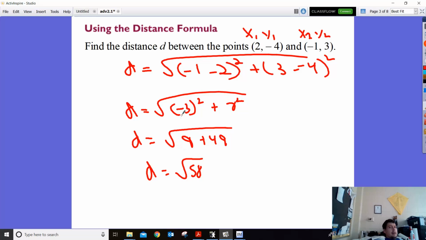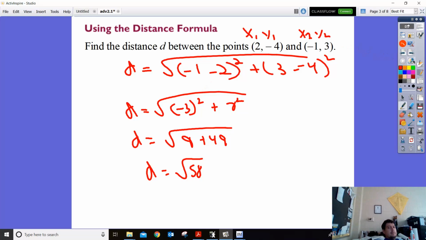Don't be getting all caught up on this thing being positive or negative is what I'm trying to tell you. It doesn't matter. The squaring makes it positive. And everything will work out. That radical does not simplify.